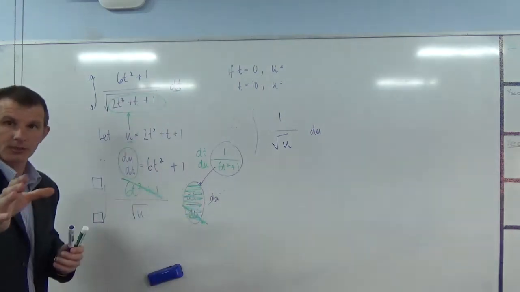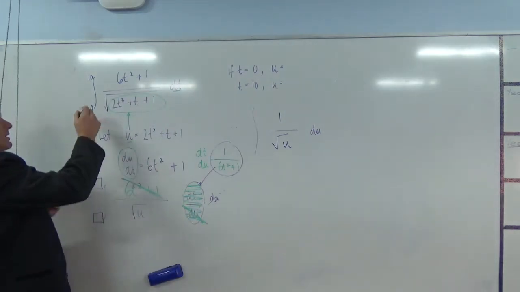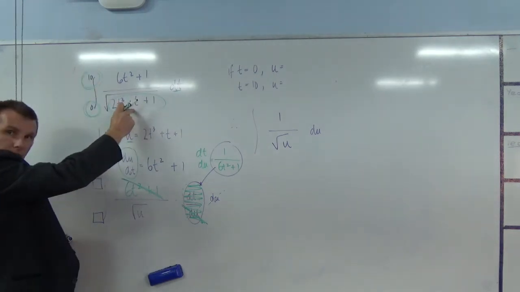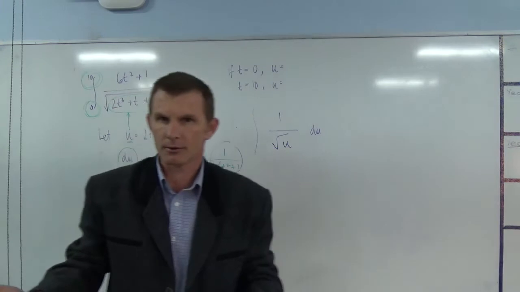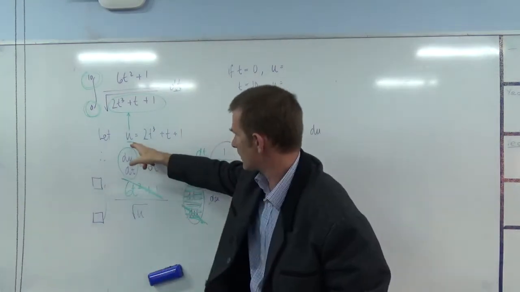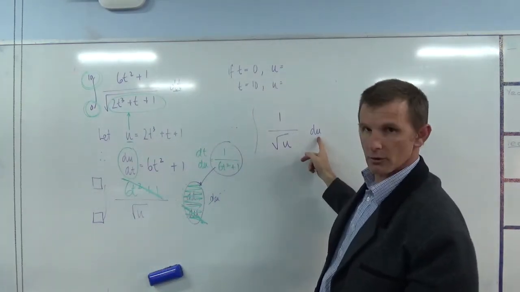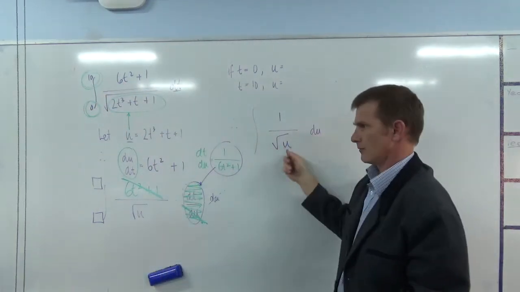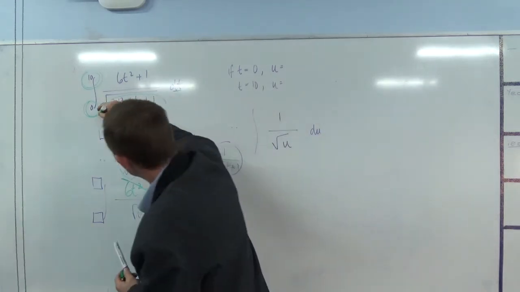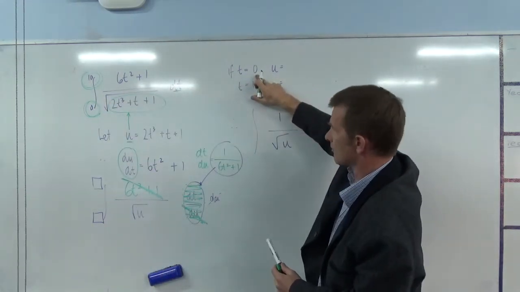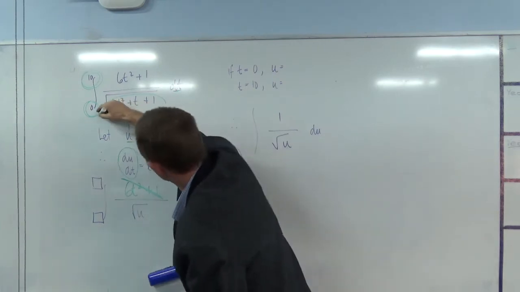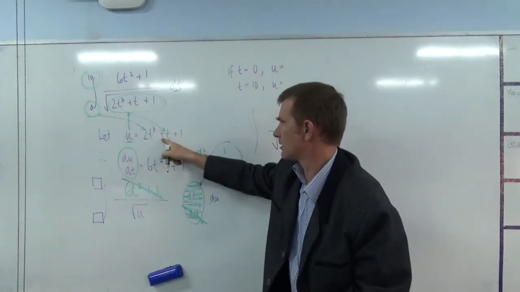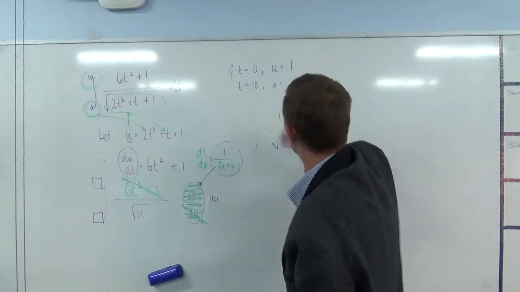But I'm not finished with my substitution because these limits here, these limits were all in terms of t. But my question's no longer in terms of t. Now I've got it in terms of u. So I've got to change my limits to be in terms of u. So if t equals 0, u equals, well 0 is going to go into here. So that's going to be 0, 0 plus 1, that's going to be 1.